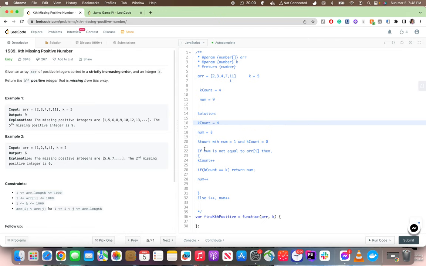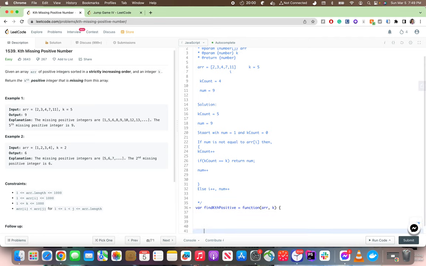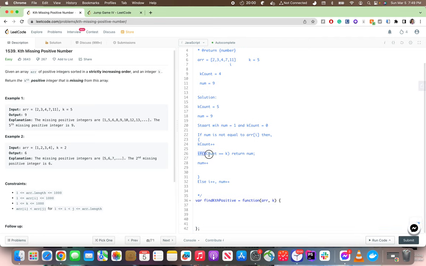And now, since we are not looking for the fourth positive missing number, we will see if another number is what is missing. So 9 is also not equal, right? So it means that 9 is the fifth positive missing number. So we will do it until we find k count is equal to k, right?